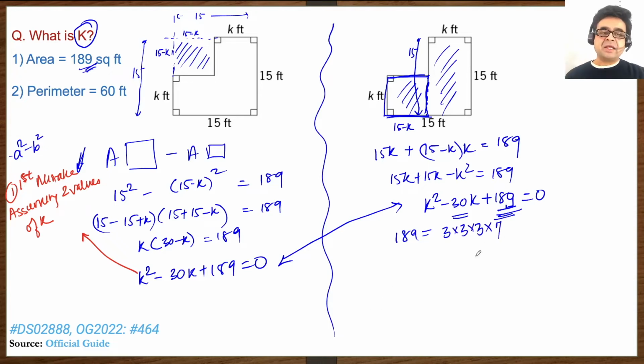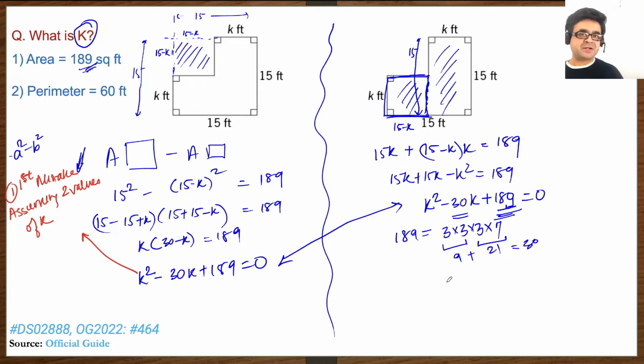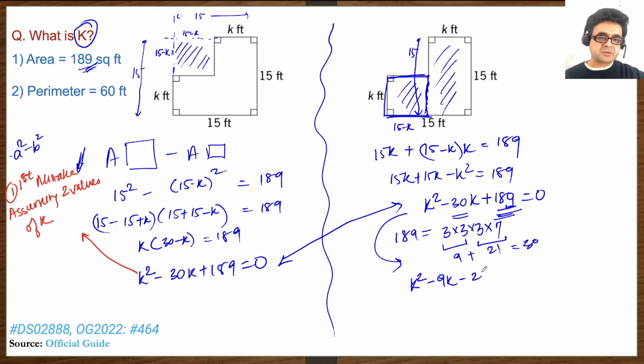right? And I can very quickly see that 3 multiplied by 7 is 21 and 3 multiplied by 3 is 9. When I add these up, I get 30, and this comes with a little bit of practice. Don't get discouraged if you're not able to do it this fast. So this equation gets translated to k square minus 9k minus 21k plus 189 equals 0, which gives you k equal to 9, k equal to 21.